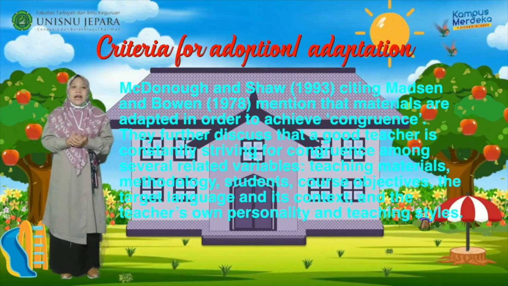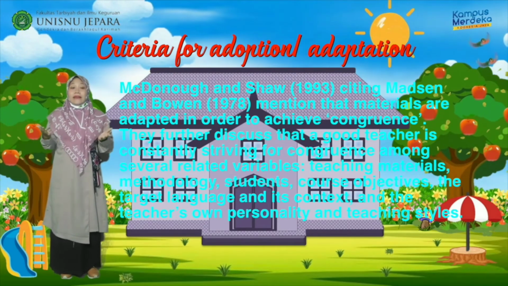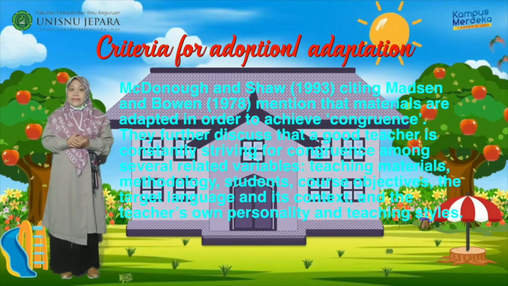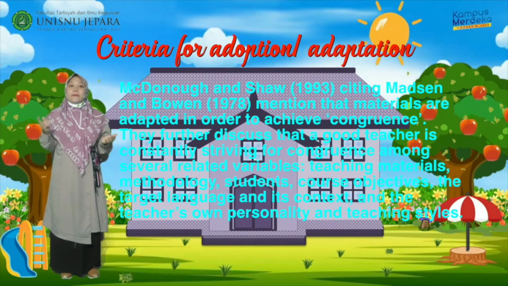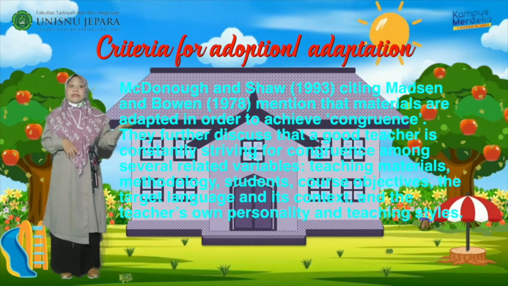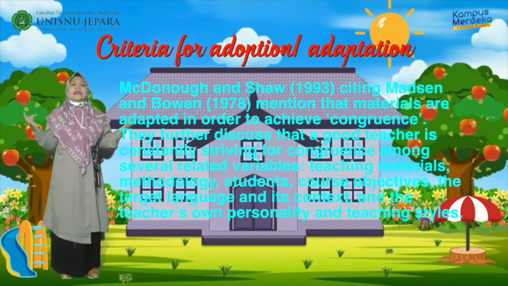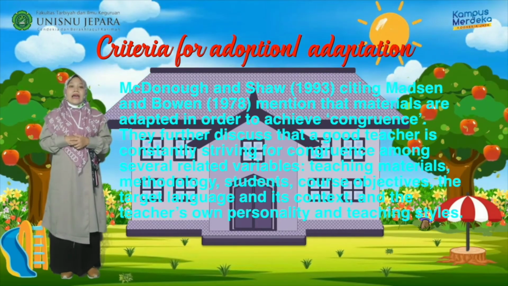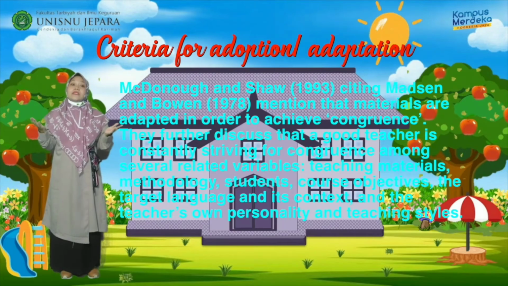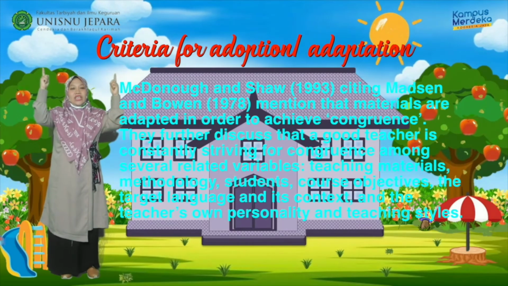They further discuss that a good teacher is constantly striving for congruence among several related variables: teaching materials, methodology, students, course objectives, the target language and its context, and the teacher's own personality and teaching style.